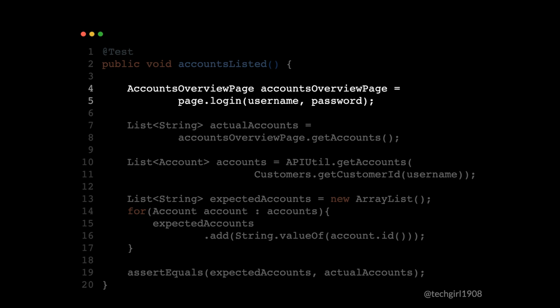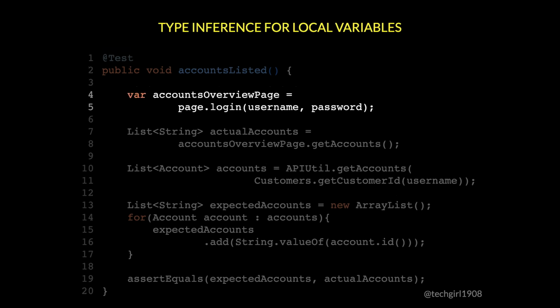So in version 10, Java introduced type inference for local variables. And what this means is that instead of explicitly declaring the object or variable's type, we can instead use this keyword var, and Java will infer what the type is based on what is being assigned to it. This is my favorite new feature in Java because in test code, we always have these long class names for our page models, and now we no longer need to type them out.